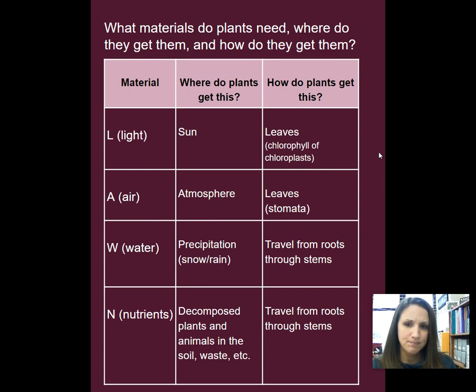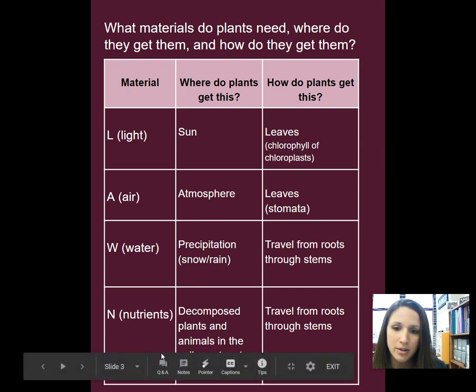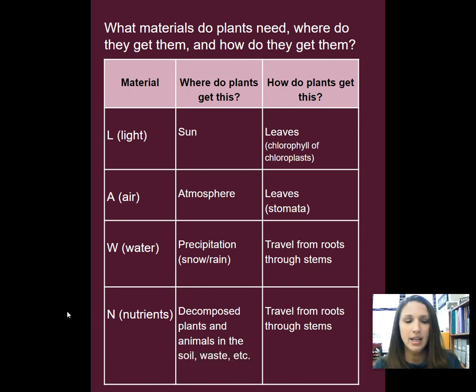Okay. Here's something else. I want you to notice this first column here where it says light, air, water, and nutrients. The word lawn is spelled with the first letters of those words. So if you're trying to remember what plants need, think of the word lawn. Your lawn is a plant in a way, so that's kind of cool. Light, air, water, nutrients. Those are the things that plants need.